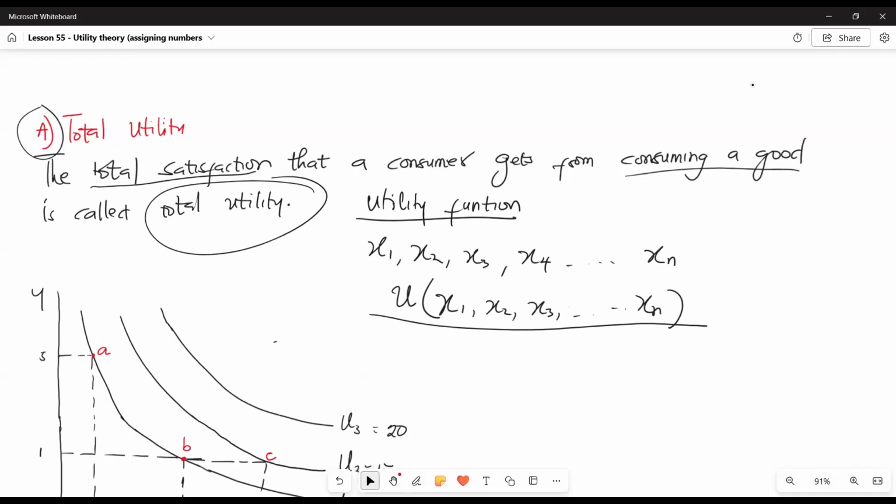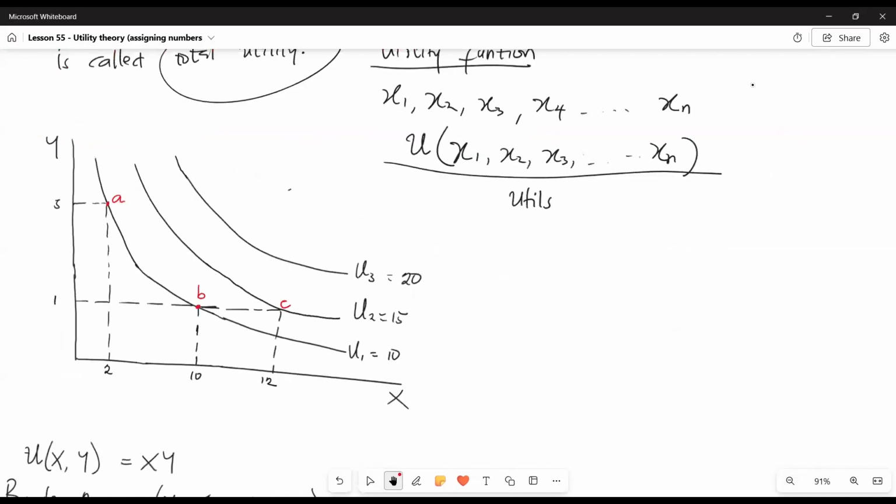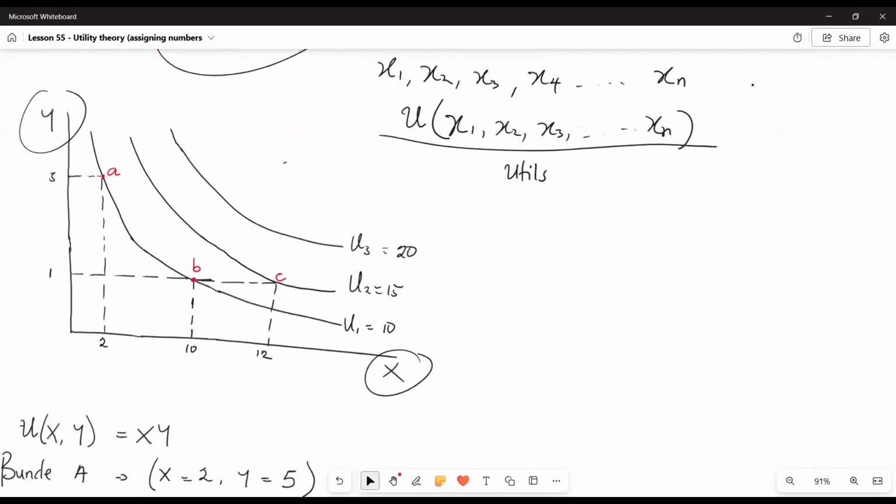Now, this utility function tells us the amount of utility Ava gets from consuming various quantities of each good. Sometimes a bundle's utility score is called its number of utils. So in these lessons, when we want to attach units to the utility that a consumer gets, we are going to use utils. Now, let's look at a specific example, in the case of two goods, X and Y.